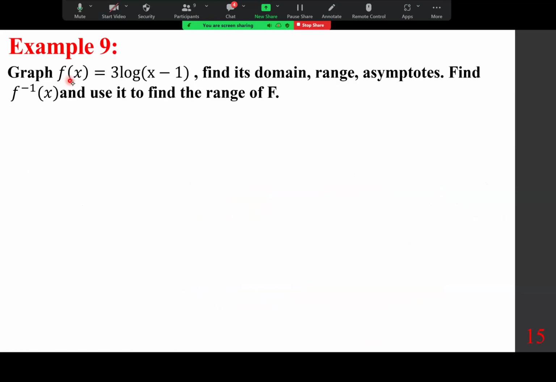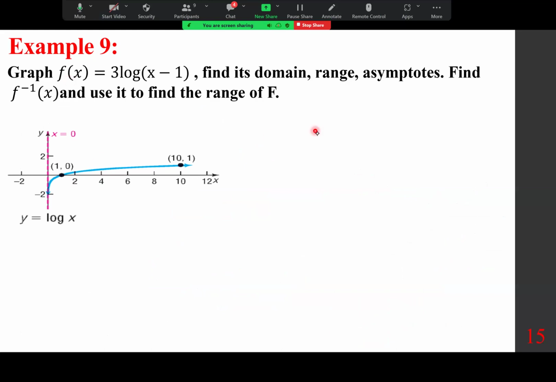Graph f of x equals 3 log x minus 1. Find its domain, range, asymptote, find f inverse, and use it to find the range of f. So we start with the basic function y equals log x. Remember, the base is 10, everybody. So it looks like a regular log. And so this is 1, 0.